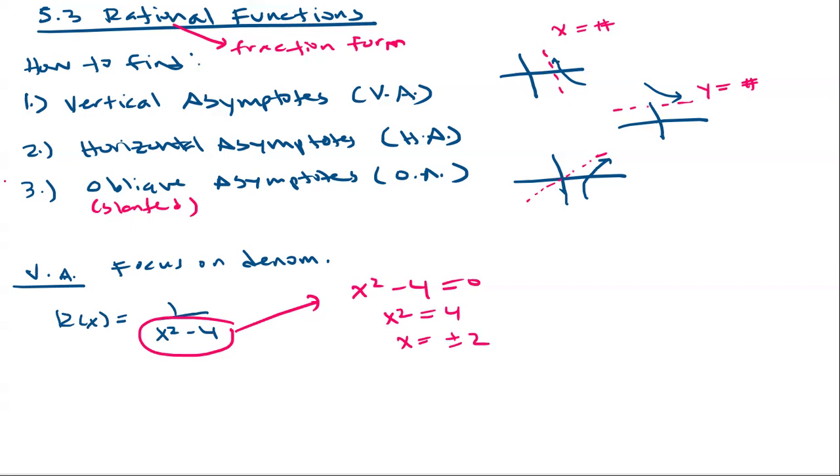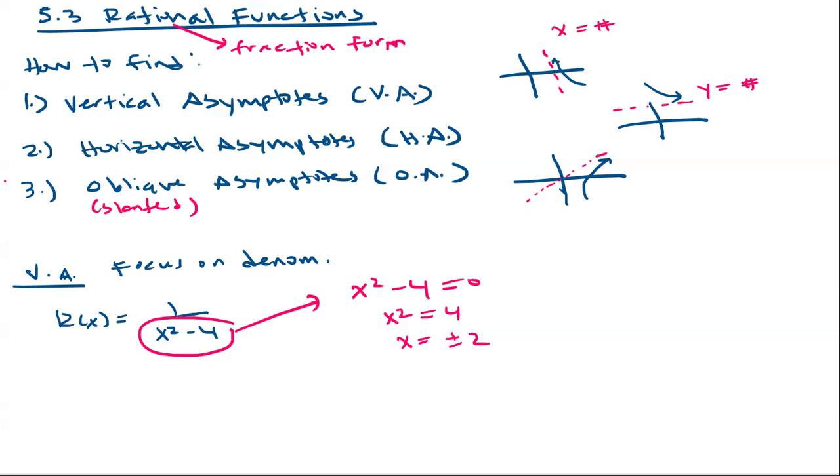So what does this mean? Well, two things. One is that if I plug these values in, it's going to make the denominator 0, and that's what I'm trying to do. How can I make the denominator 0? Is that possible? If so, what are those numbers? And I found them, which is plus and minus 2.